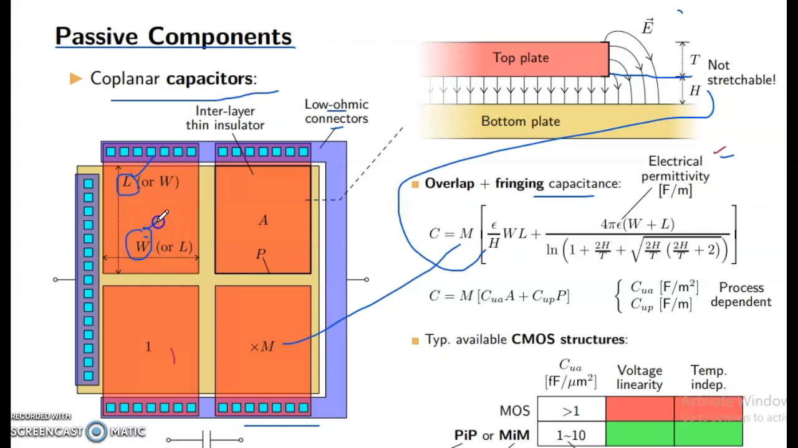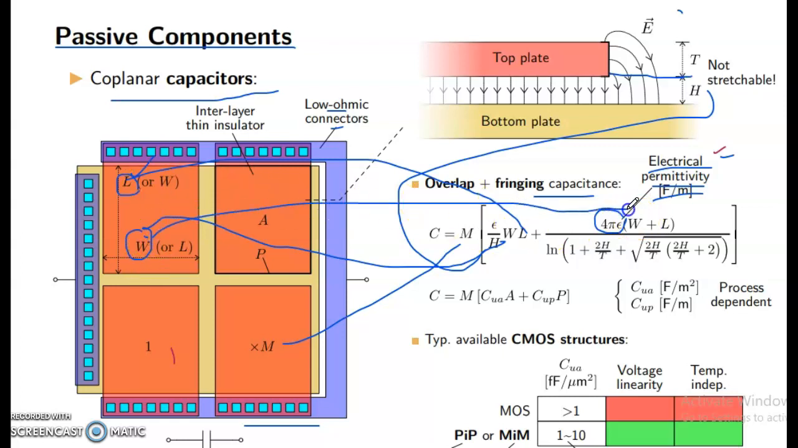Now consider this is W, L. 4 pi epsilon, where epsilon is electrical permittivity in F divided by M. Width by L is width. Okay, this width, this L. We can consider this one length or width, or this one length and width.